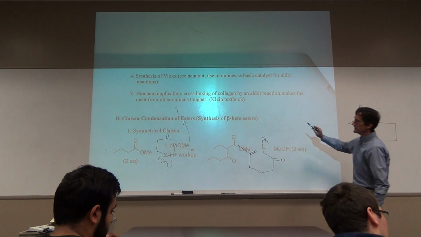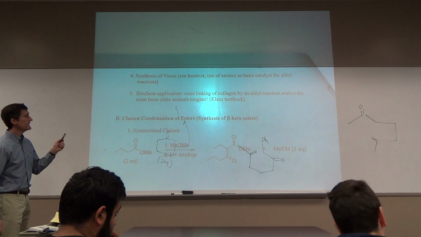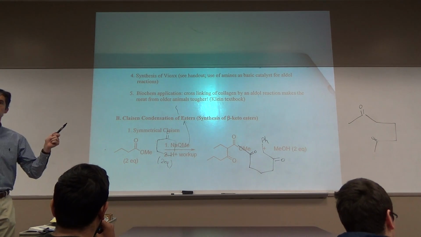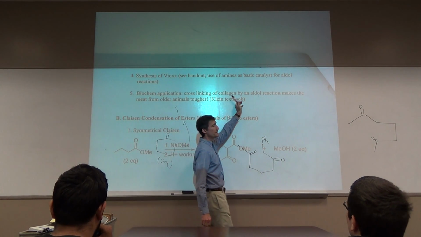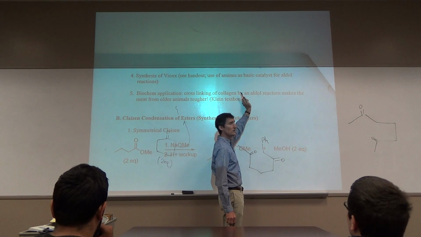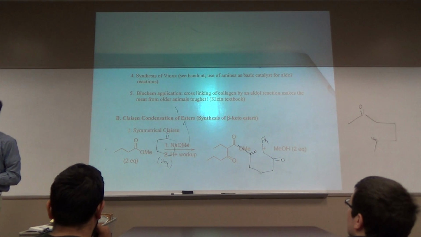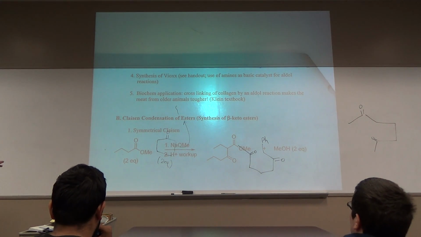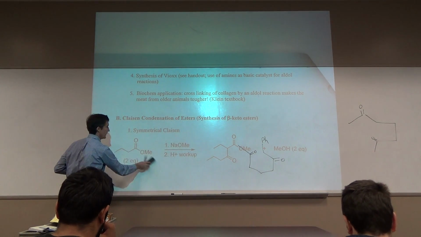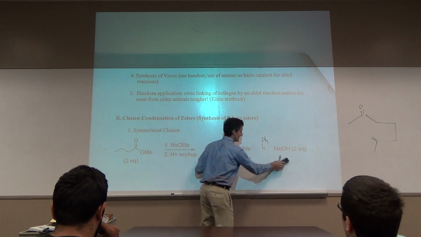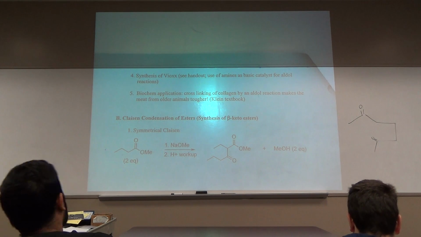Also, in the Klein textbook, there's an interesting application of this. You know that meat from older animals tends to be tougher. The reason for it is because of cross-linking of collagen in the meaty tissue by an aldol reaction. Makes the meat of older animals tougher. Take a look at that. Cross-linking is bonding, and all that bonding makes it tougher to break apart, even on the macro level.